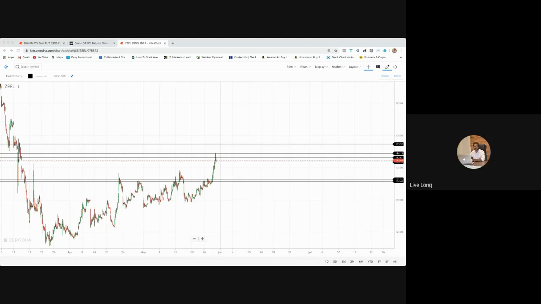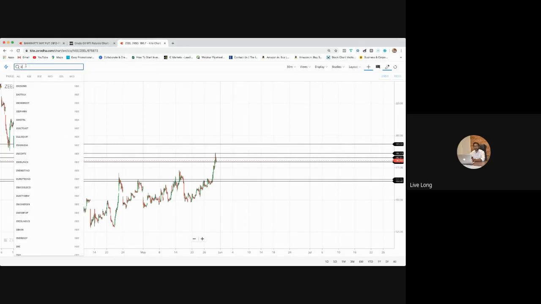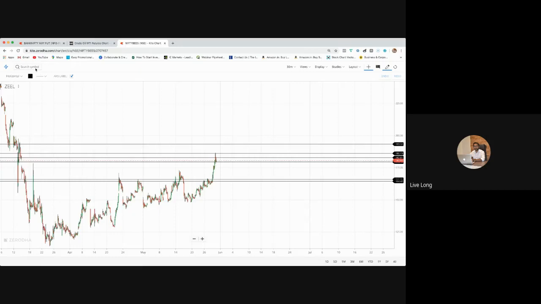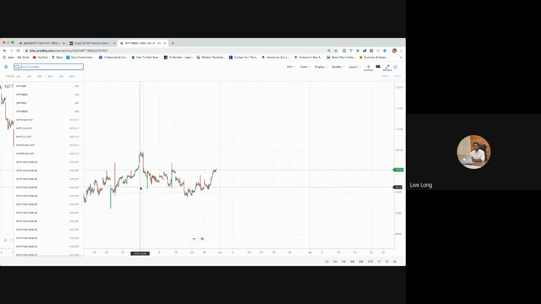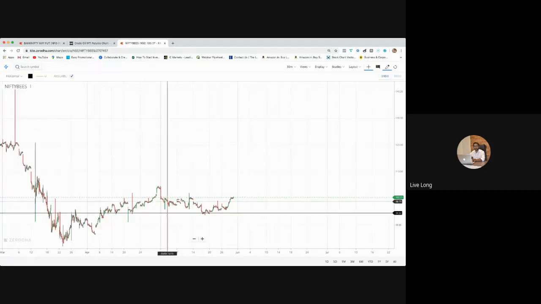So for index funds, there are two ways you can invest. One way is using an ETF. ETF means exchange traded fund. So what basically it does is, I'll just show you. It's not loading. Yeah. So Nifty Bs is nothing else but an exchange traded fund, or an ETF.